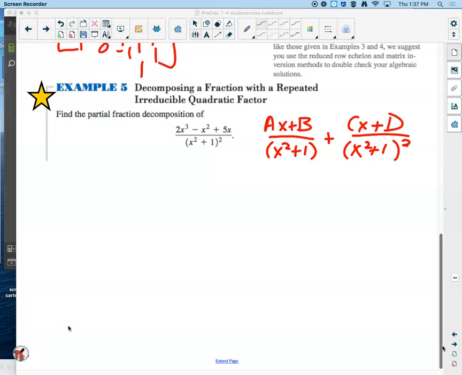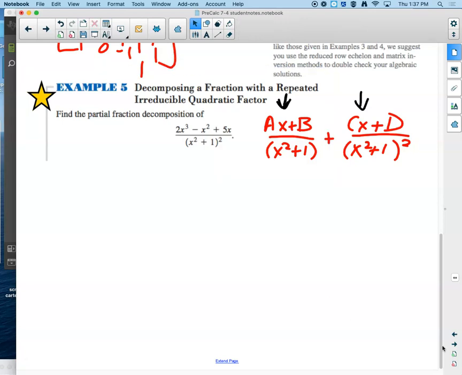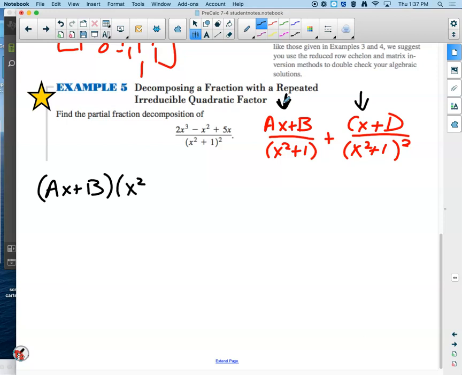Because we have those irreducible quadratics, we have to put linear statements in our numerators. Again, irreducible quadratics have the power of 2. Subtract 1 and you get down to x to the first power. So that's what we need for our numerators. So now let's build them back up. The first fraction that has the ax plus b is going to need another x squared plus 1, so it has that common denominator of x squared plus 1 squared. But the second one doesn't need anything.